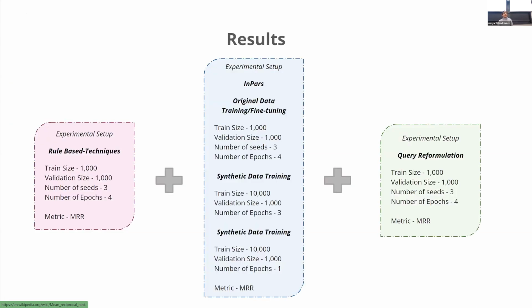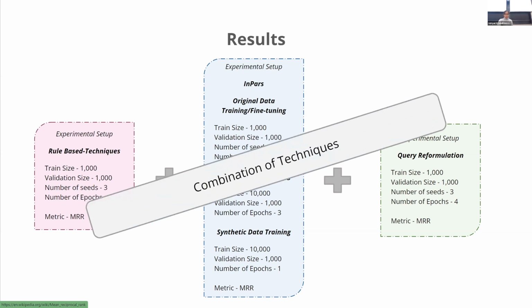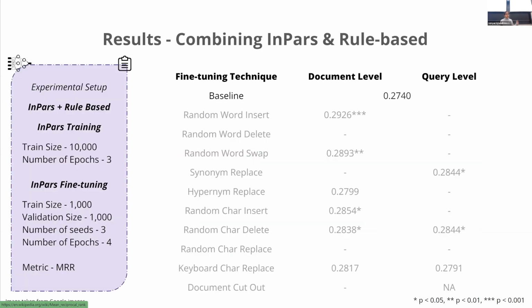So next, our initial hypotheses were that maybe the techniques alone might give us a smaller performance improvement, or might not lead to a significant performance improvement, but a combination of the techniques might leverage different domains and different ideas and lead to a better performance improvement. So the first combination that we try out over here is combining a rule-based technique with a model-based technique. The rule-based techniques are listed over here, and we use the InParse as our model-based technique.